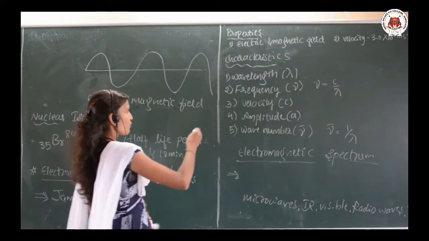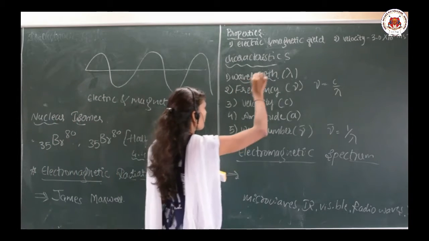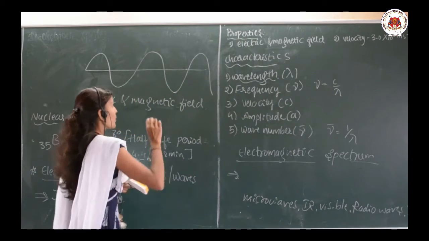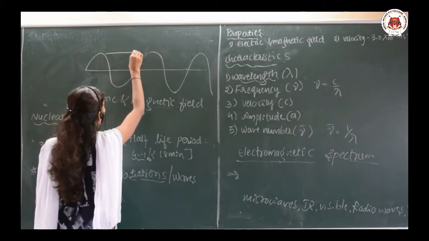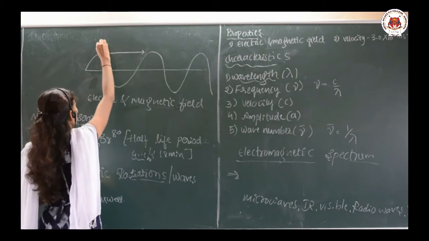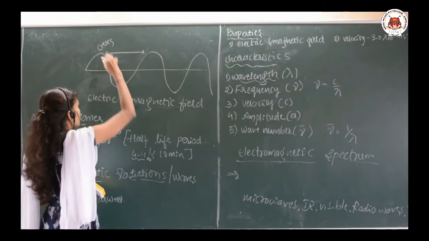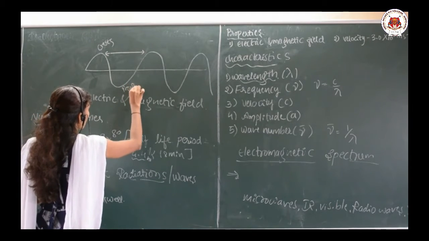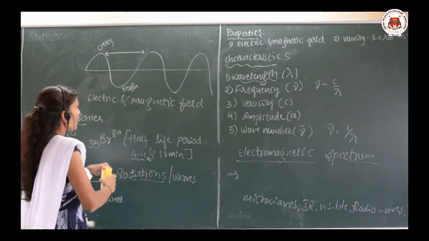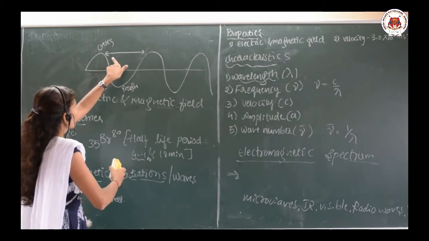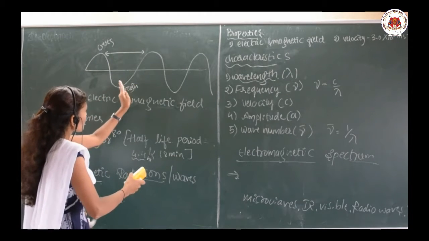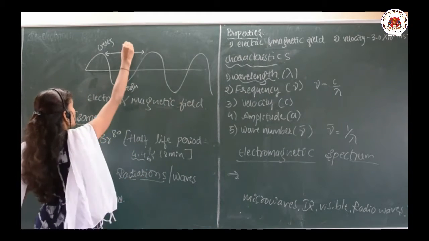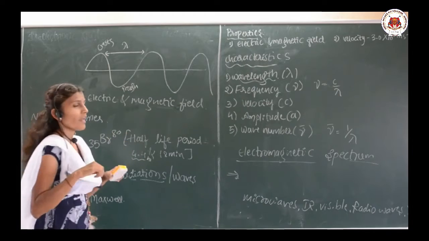So, the first one is wavelength. Wavelength is indicated by the letter lambda, and wavelength is nothing but the distance between the two adjacent crests. These are the crests and these are the troughs. The distance between the two adjacent crests or the distance between the two adjacent troughs is called wavelength, and this is what we indicate with lambda.